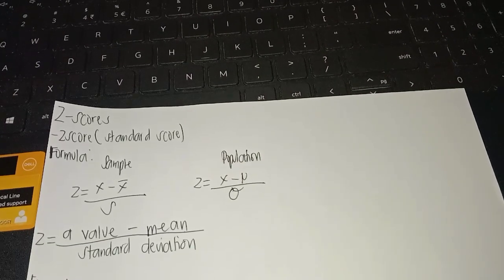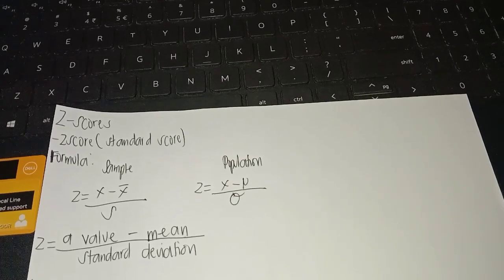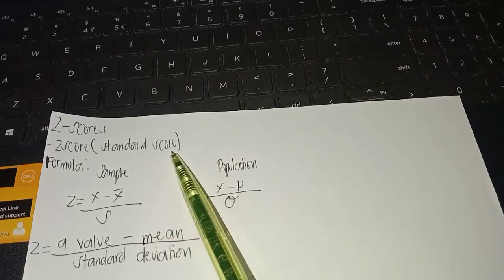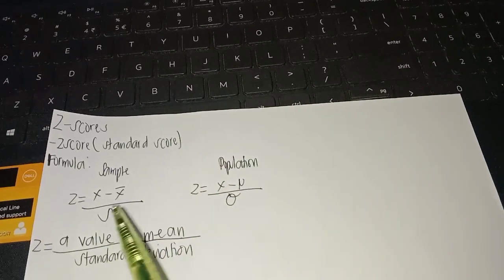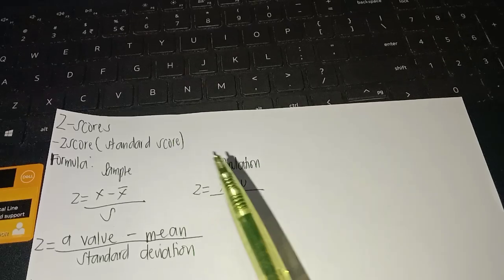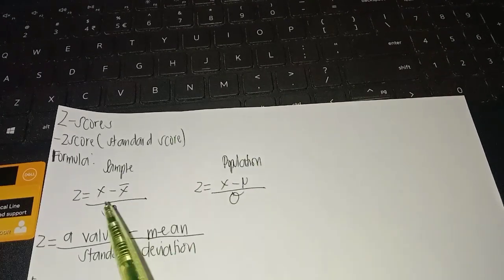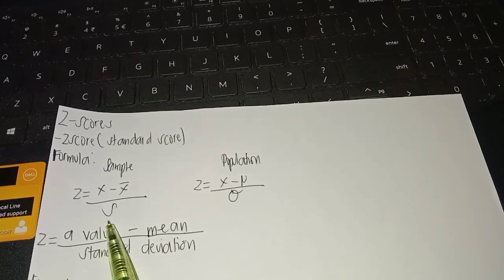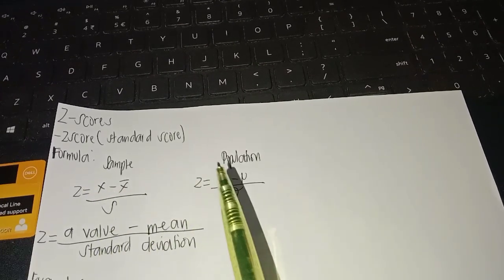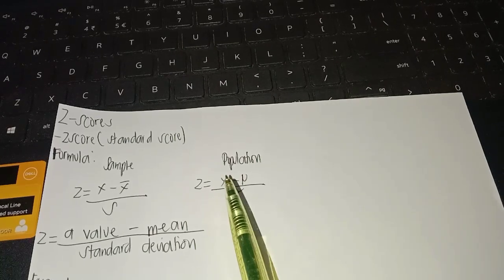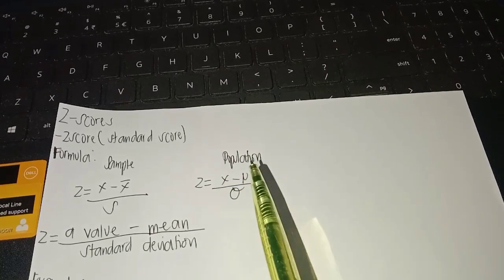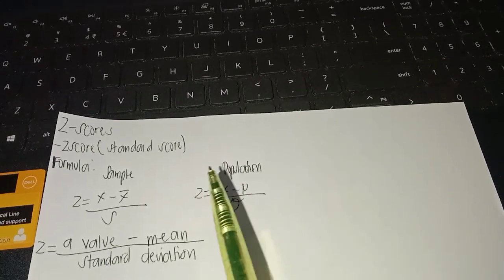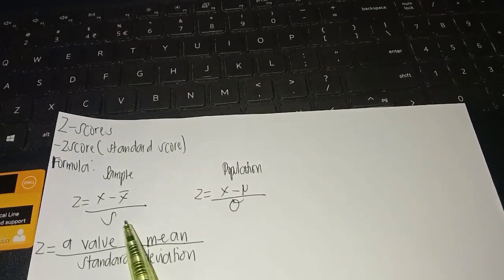Again, z-score or standard score is used to compare two scores that are from different normal distributions. So the standard score does it by converting scores in a normal distribution to z-scores. So here are the formulas again, for the sample and the population. In the sample, z is equal to value minus mean divided by the standard deviation, and in the population, z is equal to raw score minus mean divided by the standard deviation.